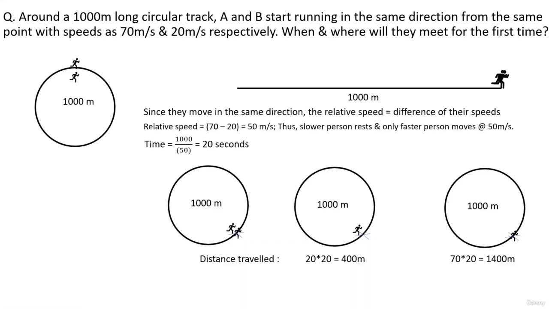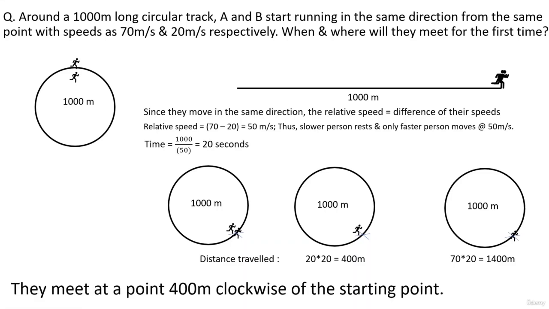So effectively both meet at a point which is 400 meters clockwise from the starting point. And that's the answer for the second question. Where will they meet for the first time? The answer is they will meet at a point 400 meters clockwise from the starting point.